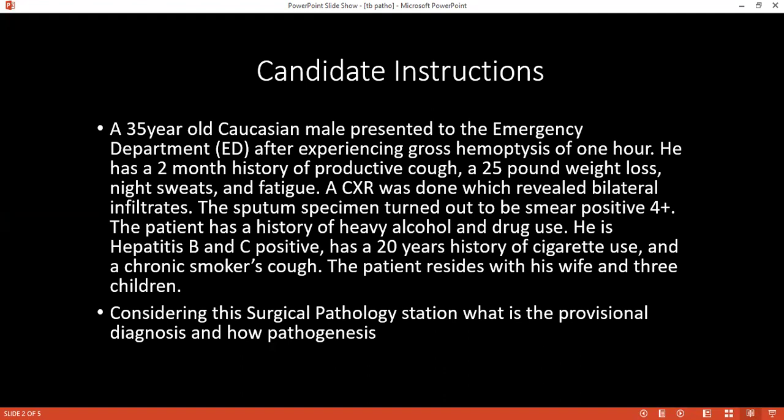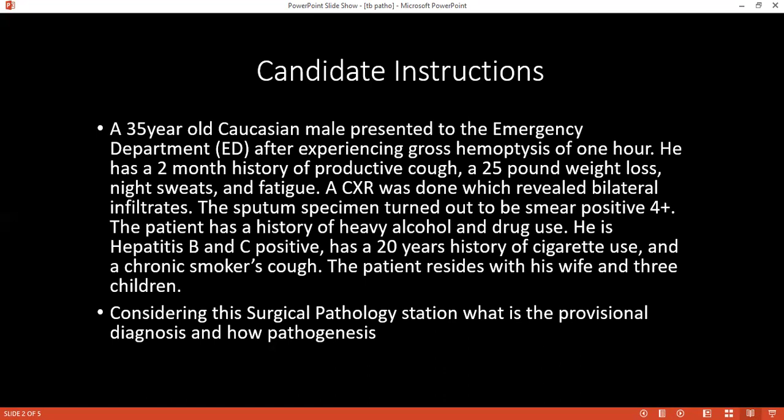Right, so if you have read and understood considering its surgical pathology station, kindly tell me what are the differential or the provisional diagnosis that comes in your mind? My provisional diagnosis is pulmonary TB, and the differentials can be lung cancer, esophageal varices, and maybe lymphoma. Very good. Okay. How would you differentiate between lung tuberculosis and lymphoma?